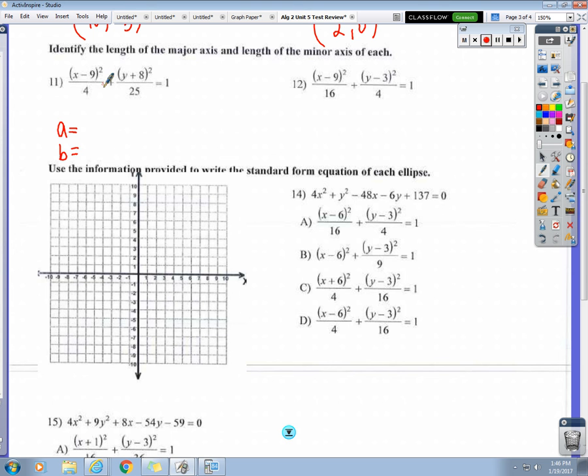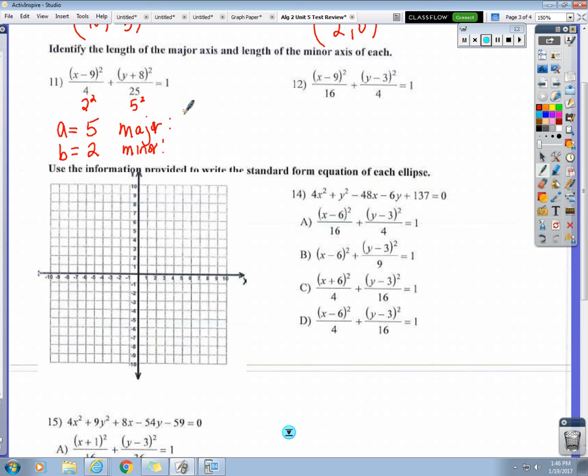greater. So this originally was a 2, because when you plugged it in, you had to square it, and that's how it became a 4, correct? This originally was a 5, and when you squared it, you got a 25. A is always bigger, so doesn't that mean A is 5 and B is 2? But they don't want to know A and B. They want to know the major axis length and the minor axis length.